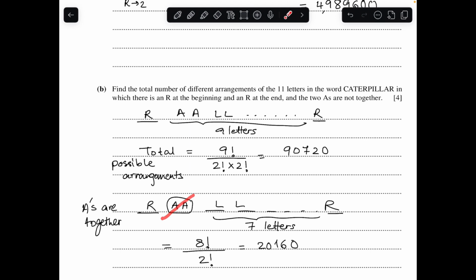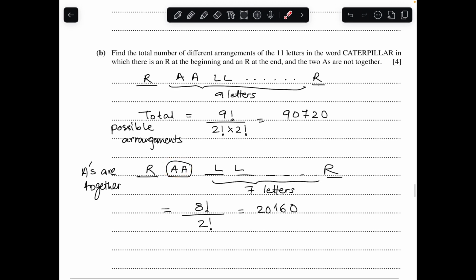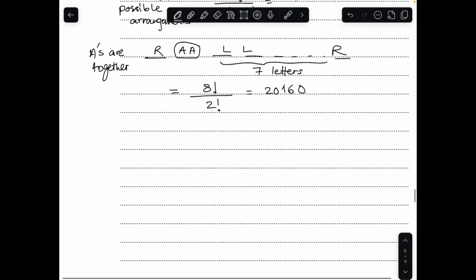We don't count these as repetitions because the L's are fixed. They don't move. And the A's are together, so it's counted as 1. So the only things we need to arrange is rest of the letters, the 2 L's, and we count this as 1. So 8 factorial divided by 2 factorial. All right.